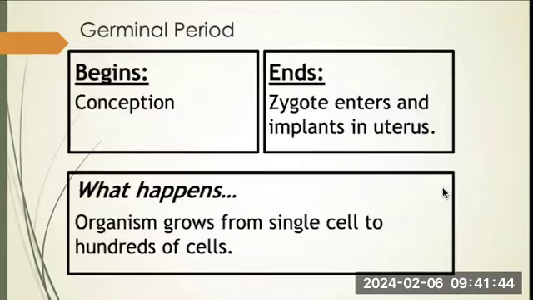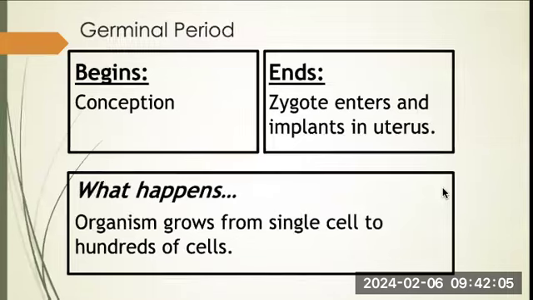What do you need to remember? Right here, it begins at conception. So the germinal period is the first period of development, begins at conception, and ends when the zygote enters and implants in the uterus. So the main development is that the organism grows from a single cell, the zygote, to hundreds of cells, which is now called the blastocyst.